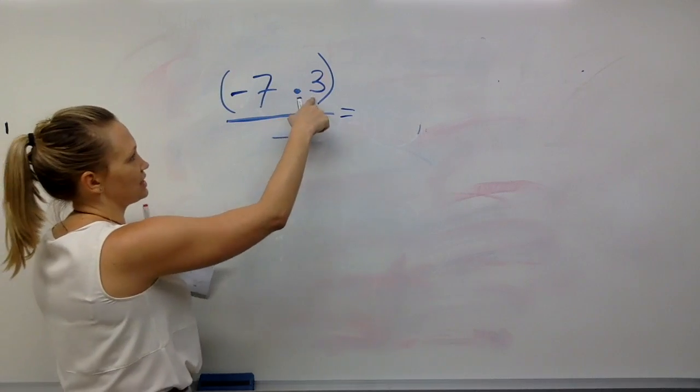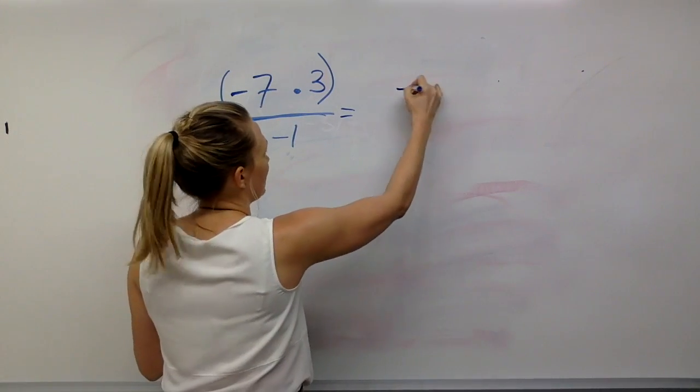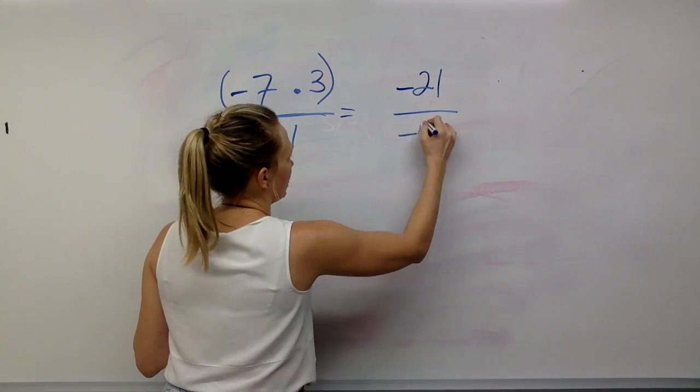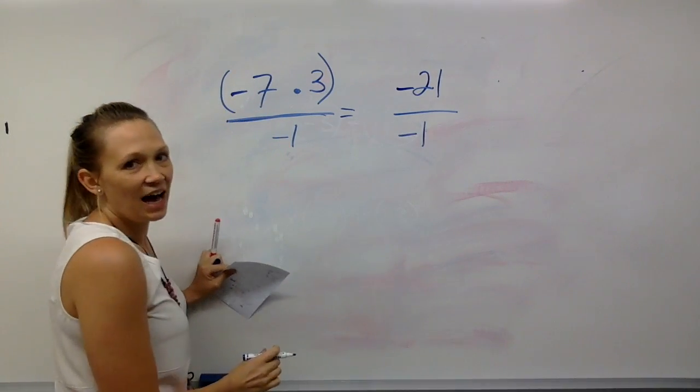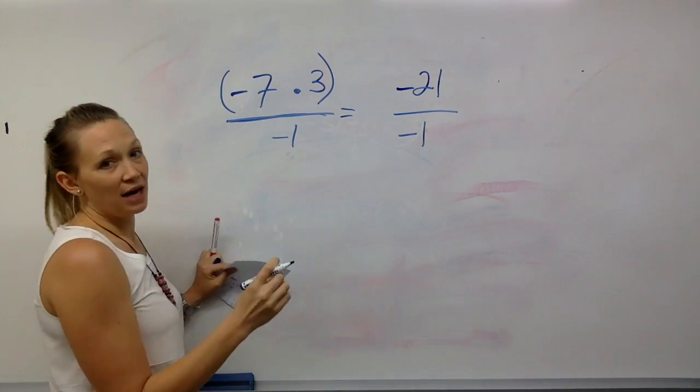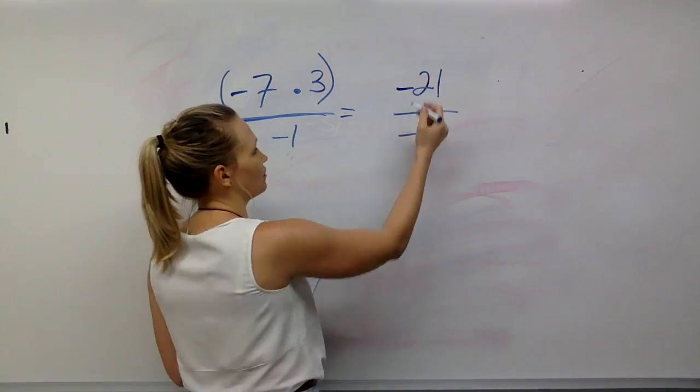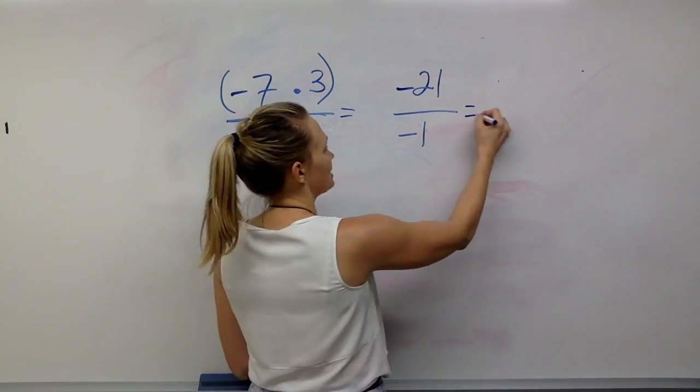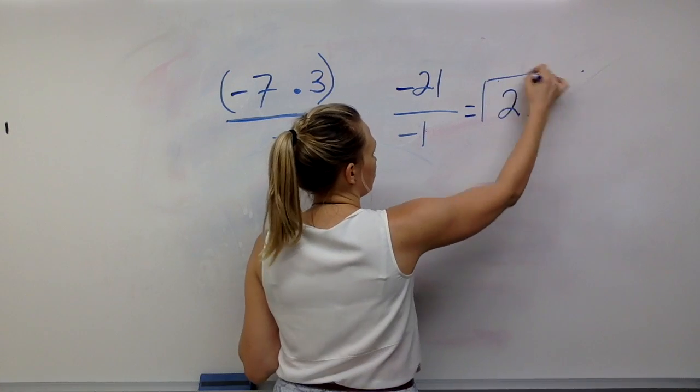-7 times a positive 3 will give me -21. After I've simplified the top, then I can think about the bottom, the denominator. So a negative divided by a negative is a positive, so this will leave me with a positive 21.